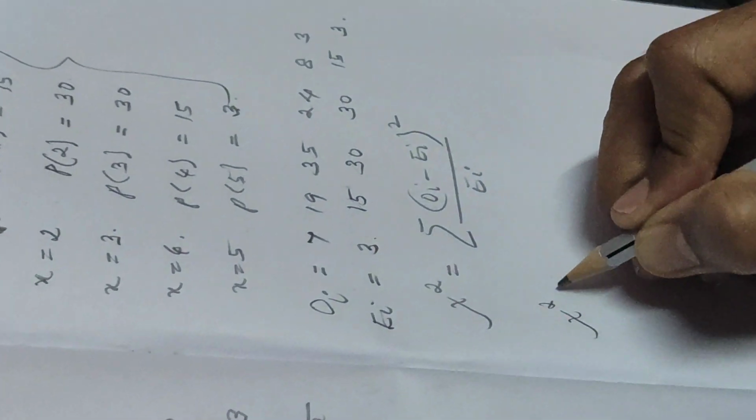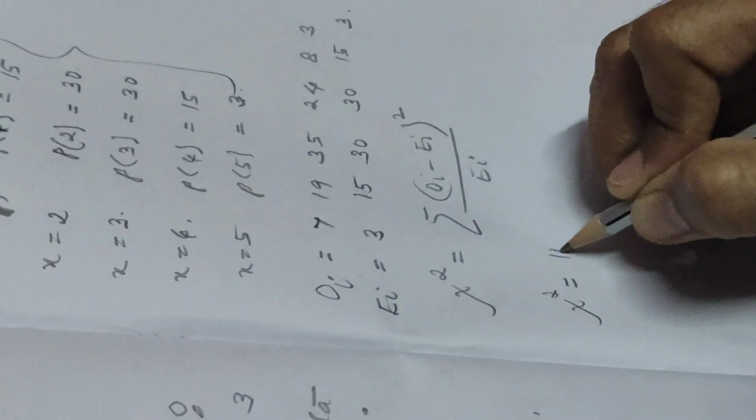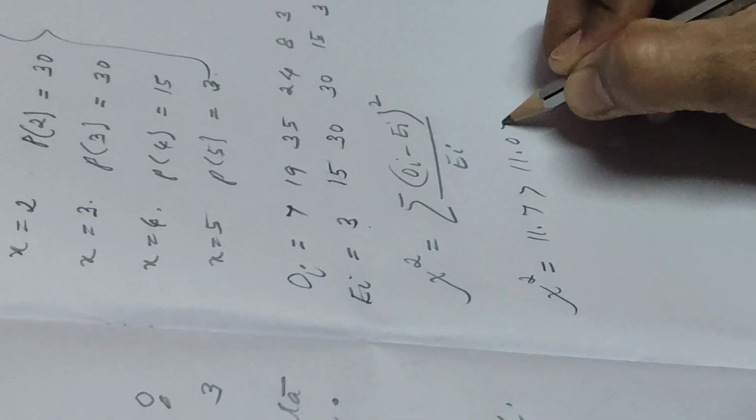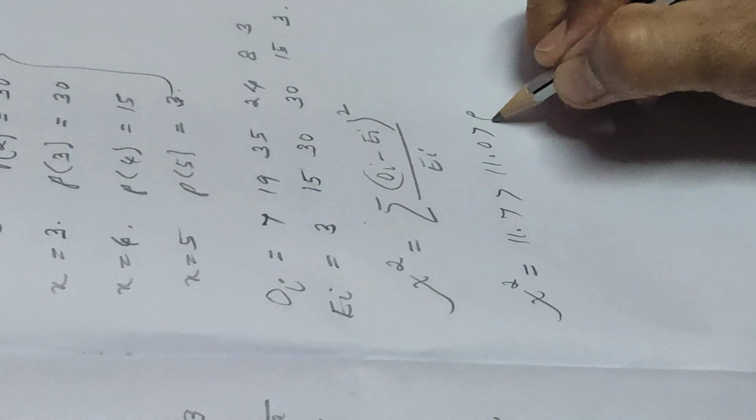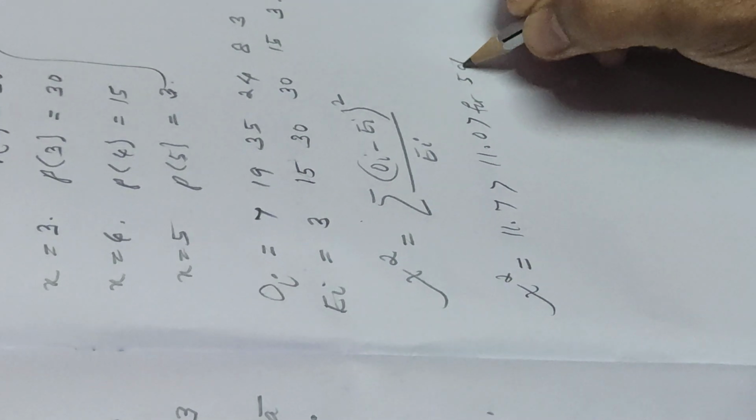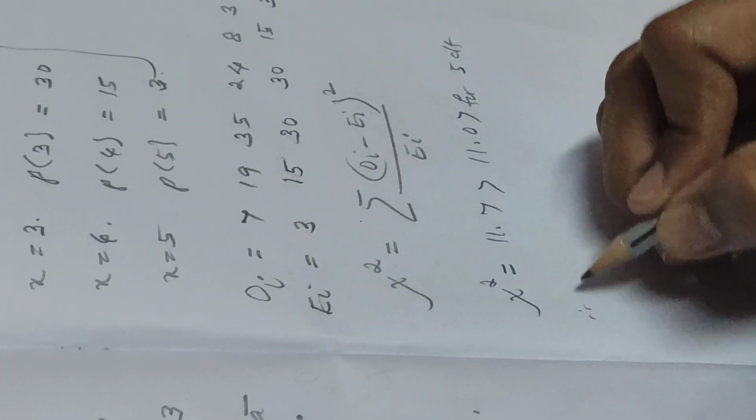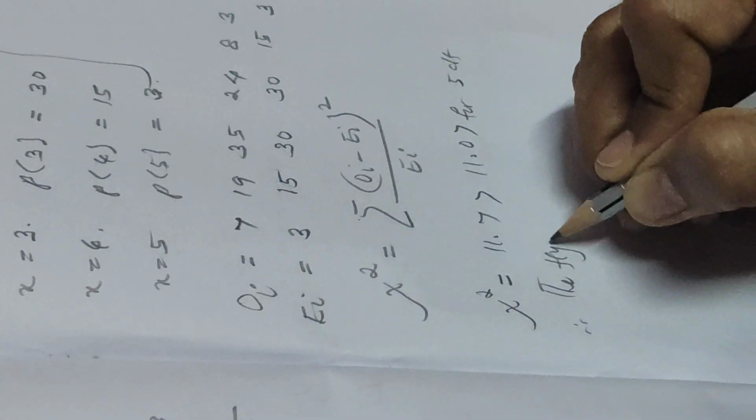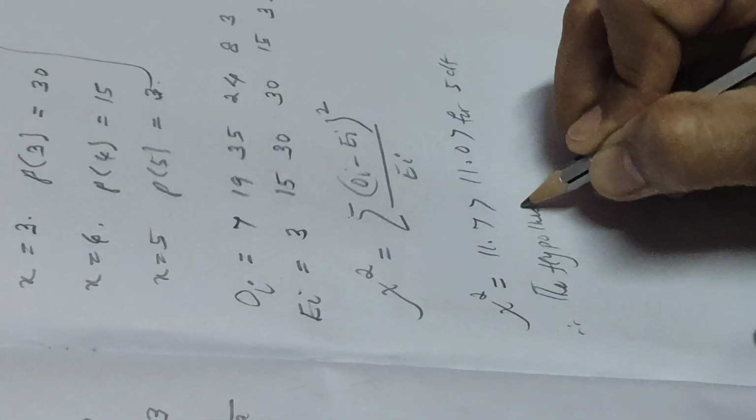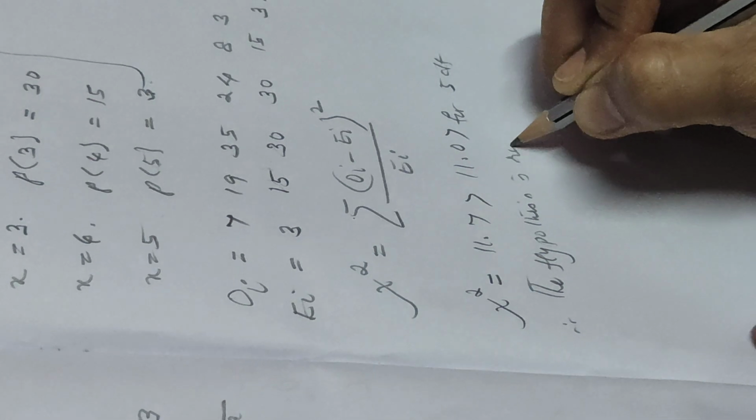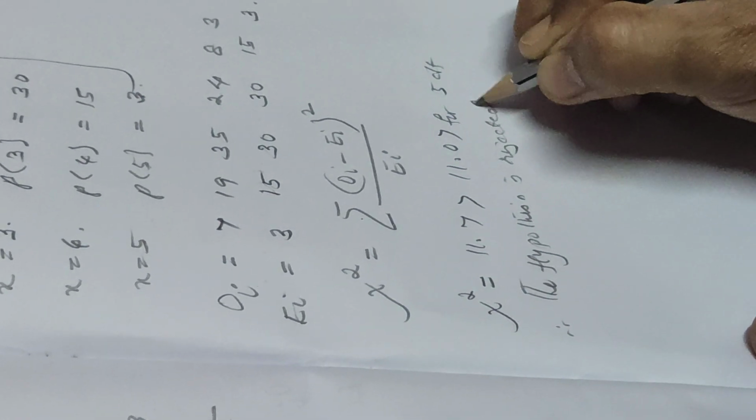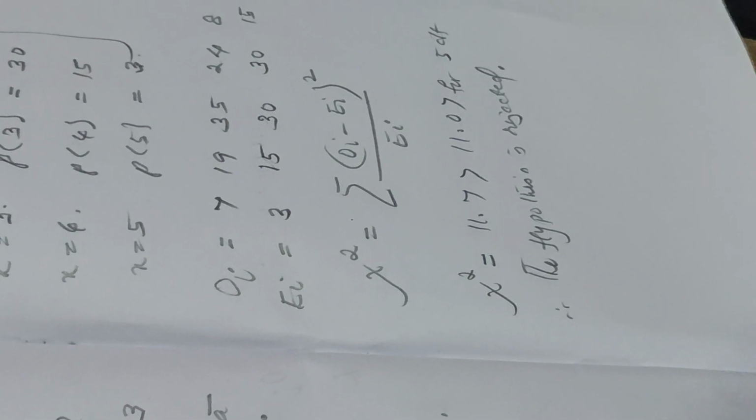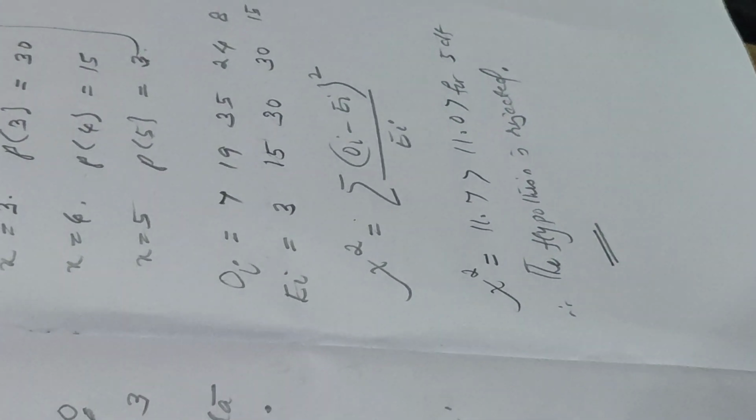So you get Chisquare is equal to 11.7, which is greater than 11.07 for 5 df from the table value. Therefore, the hypothesis is rejected for the binomial distribution. I hope you got it. Thank you.